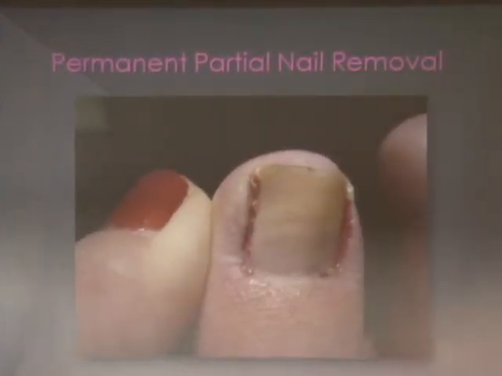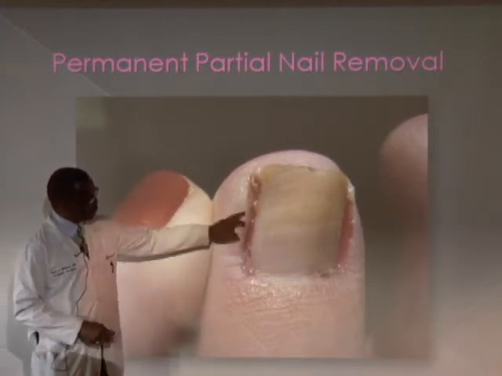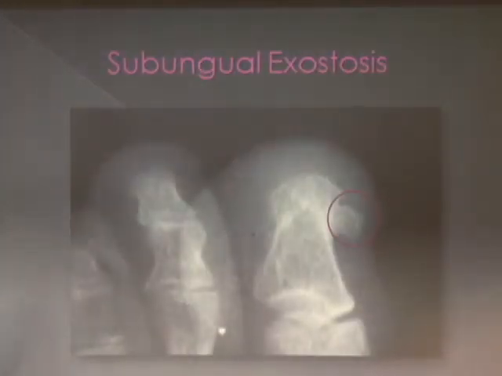This is an example of a post-surgical nail where that same ingrown nail has been removed, and we see that the medial and the lateral borders of the nail, the inside and the outside of the nail, have been cleaned and the infection has been taken care of.